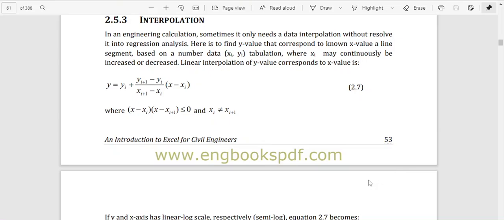Hello, good day. Today we are going to look at how to determine your D10, D30, and D60 using interpolation. I'm going to do this using the textbook I gave you as a PDF, on Excel for civil engineers.